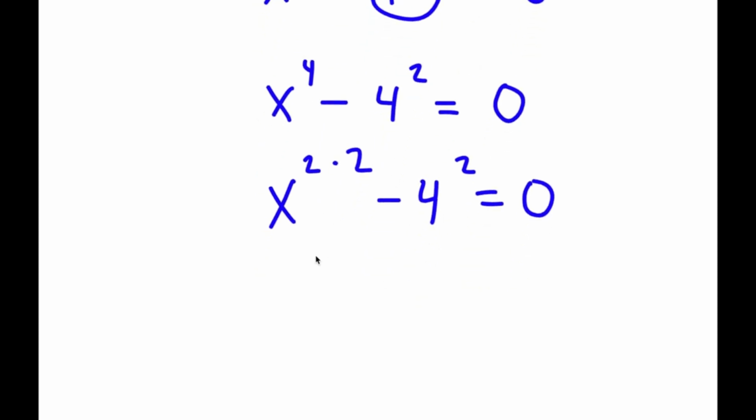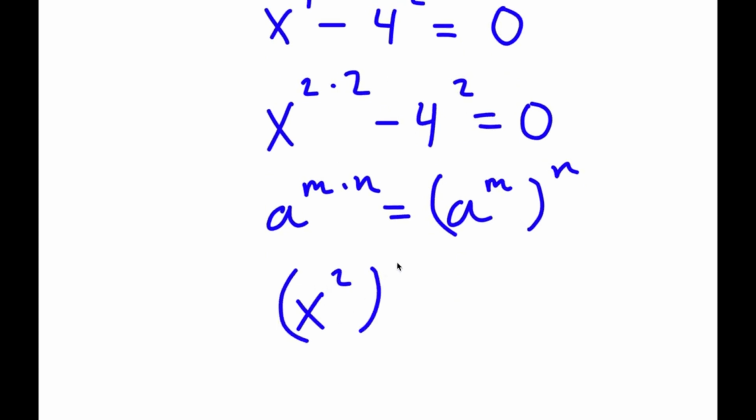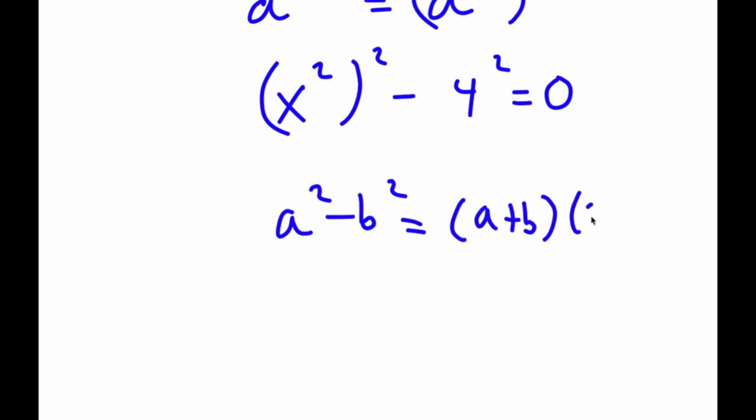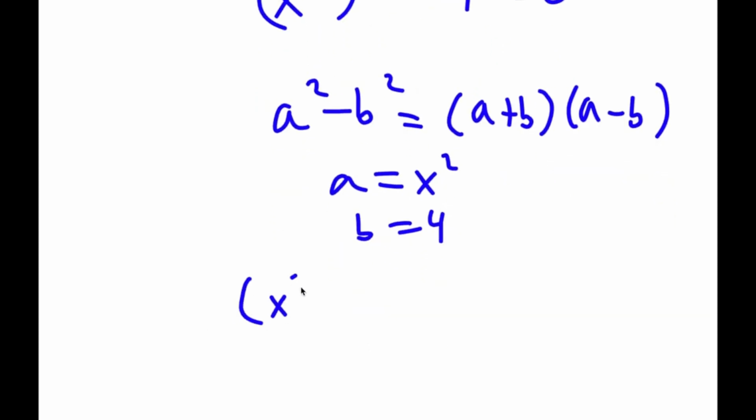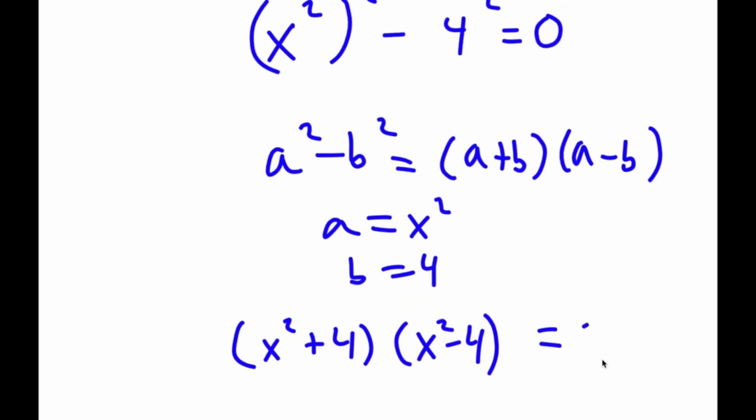And if I have something in the form a to the power of m times n, this is equal to a to the power of m to the power of n. So x to the power of 2 times 2, that's going to equal x to the power of 2 to the power of 2 minus 4 squared is equal to 0. Now, if I have something in the form a squared minus b squared, this is equal to a plus b times a minus b. So in this case, a is x squared and b is 4. So I have x squared plus 4 times x squared minus 4 is equal to 0.